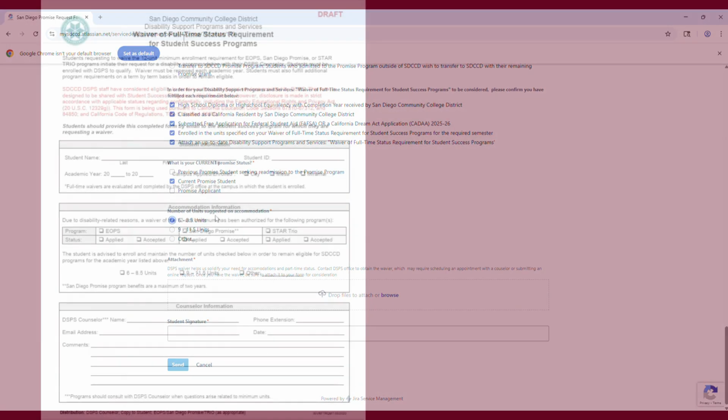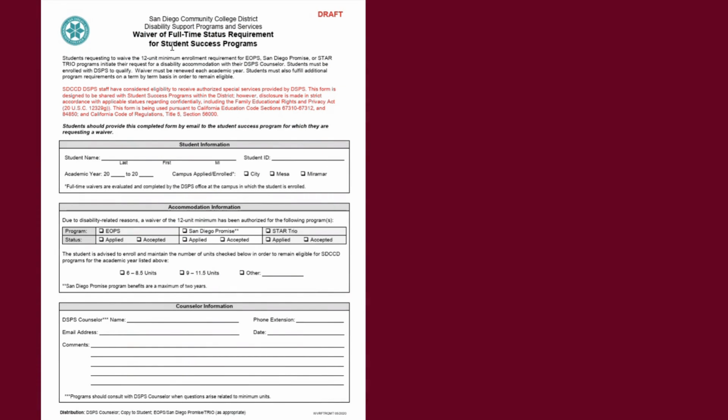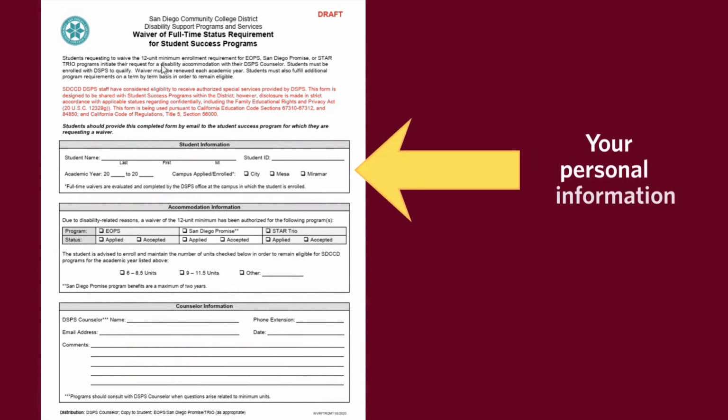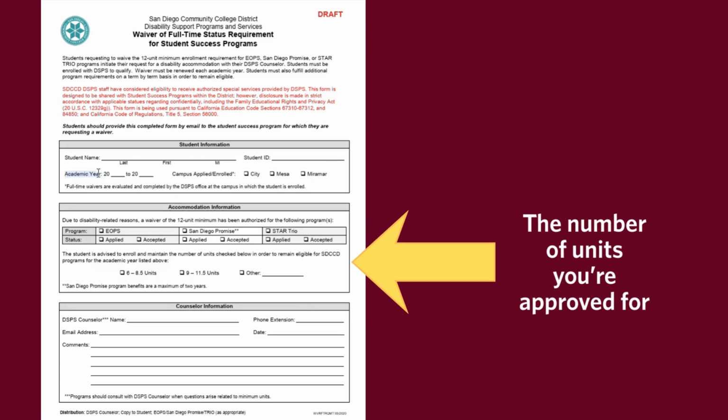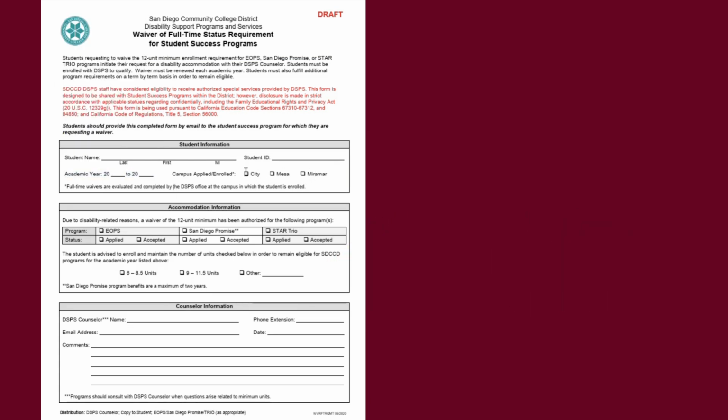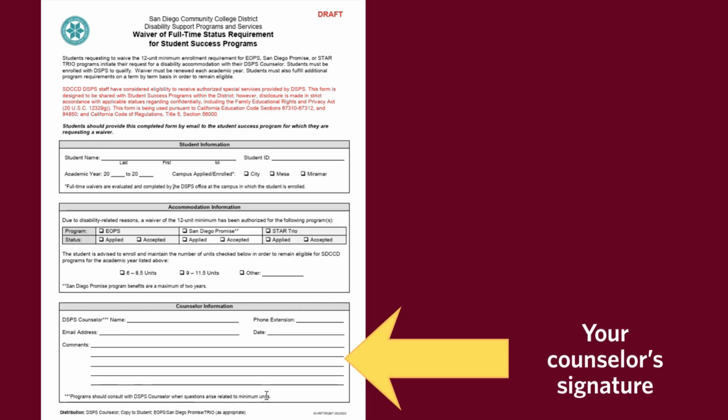number of requested units. So the waiver, which is going to look a little something like this, will have a section for student information and another section for accommodation information. The second section in the center is going to list the number of units that you are approved for a given semester. At the bottom, it'll have information about your counselor. If you are not affiliated with DSPS yet but would like to get started, check out our description below.